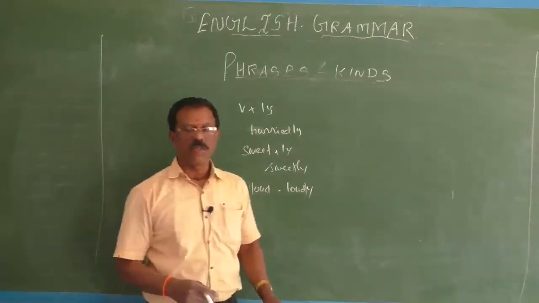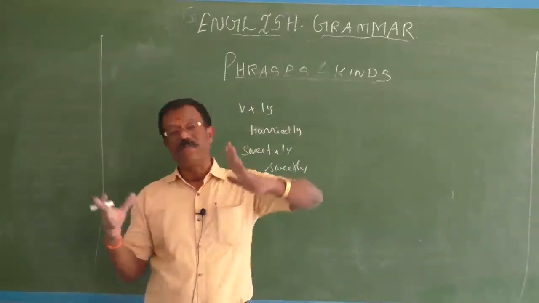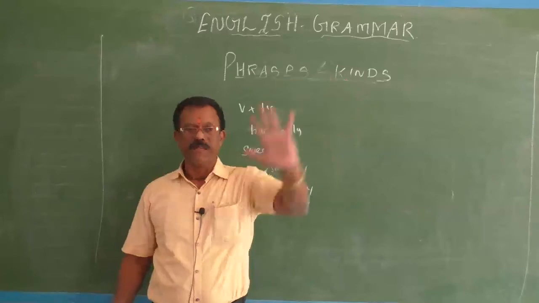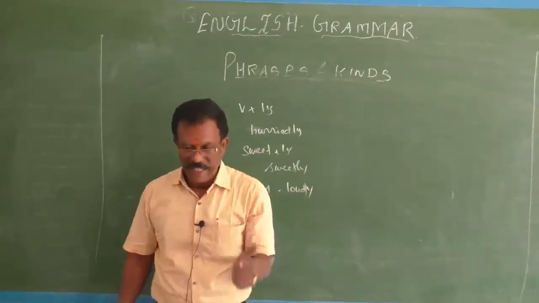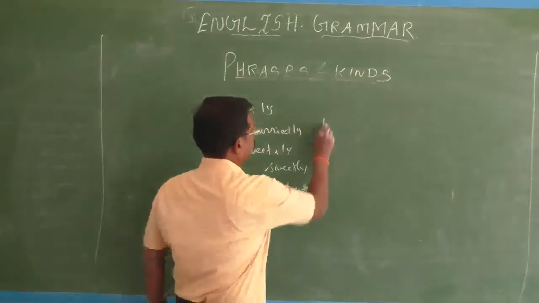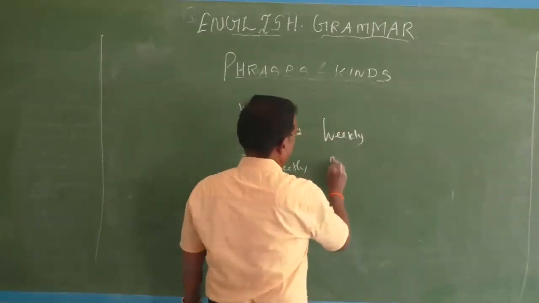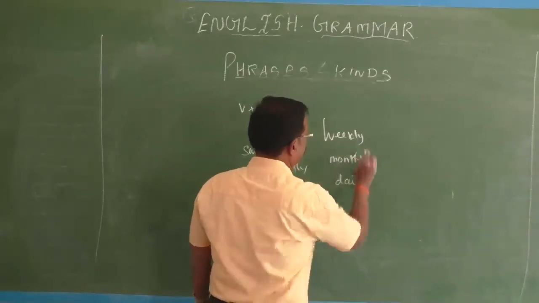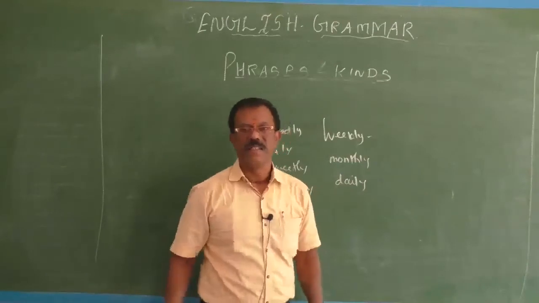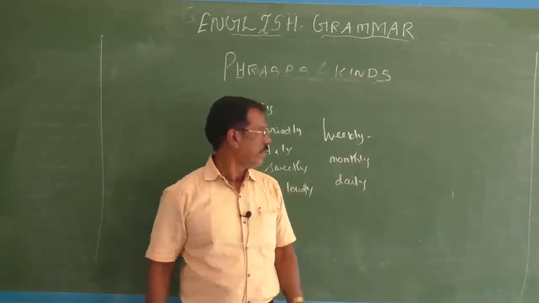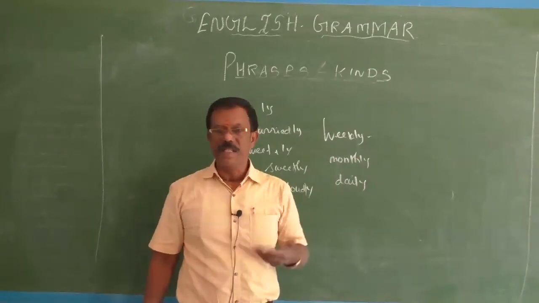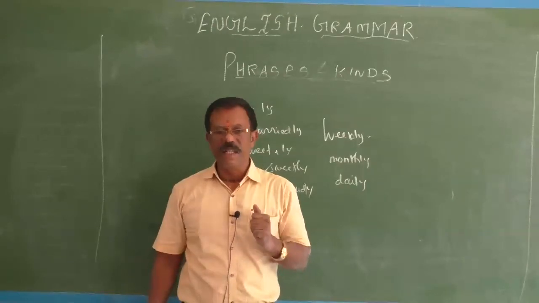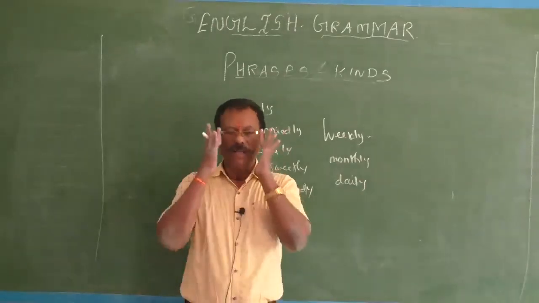Most of the adverbs end in ly, but not all adverbs end in ly. Okay, weekly, monthly, daily. Yeah, they are examples of adverbs. See, weekly means every week. Monthly means every month. Daily means every day. Annually means every year. Speedily, with great speed. Slowly, in a slow manner. Politely, in a polite manner.